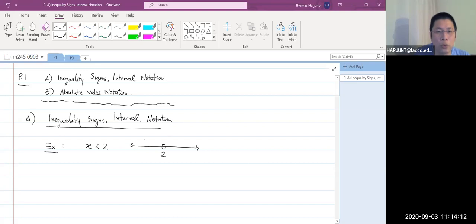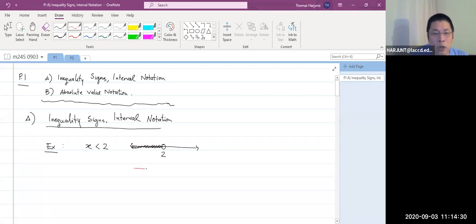less than 2, which means on the number line it will be to the left of that. Okay, now because it does not have an equal sign, if it had an equal sign it would look different, but because it doesn't have an equal sign, we don't include the 2. In high school we use an open circle.